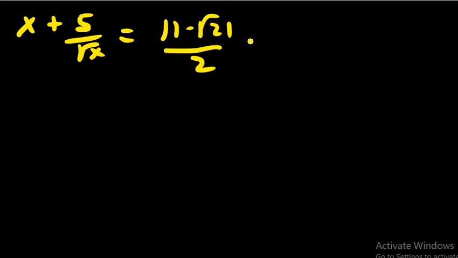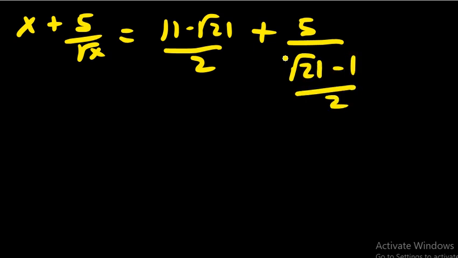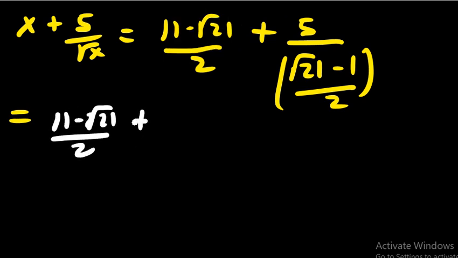Therefore we need x plus 5 over radical x, where x is 11 minus radical 21 over 2, we said, plus 5 over root x, which is radical 21 minus 1 over 2. When you flip it, the 2 will come up, so it will be 11 minus radical 21 over 2 as it is, plus 10 over square root of 21 minus 1.